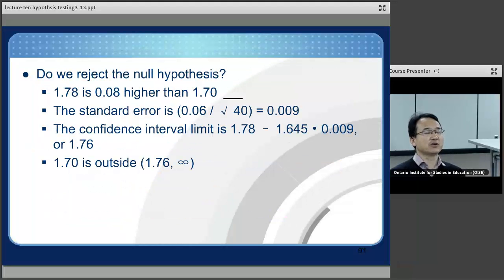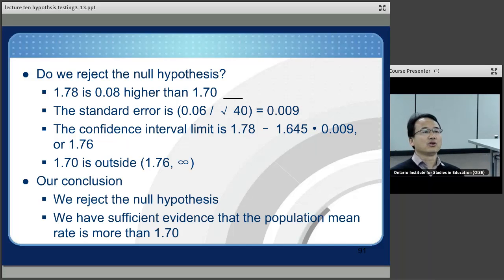In this way, we calculate the population estimation, the confidence interval limit. This limit is 1.78 minus 1.645 times 0.009, and the result is 1.76. So the interval is greater than 1.76, and 1.70 is outside this range. So we reject the null hypothesis, and we have sufficient evidence to say that the population rate is more than 1.7.